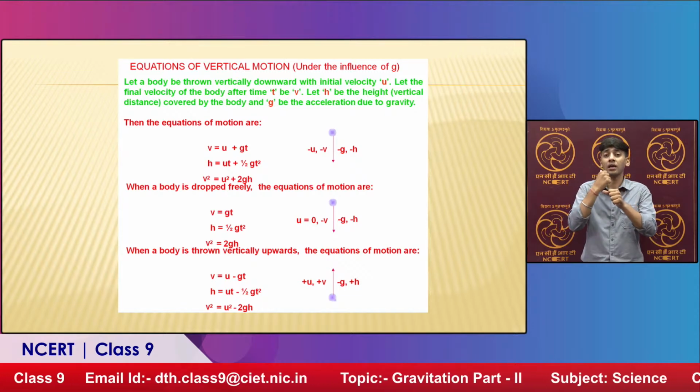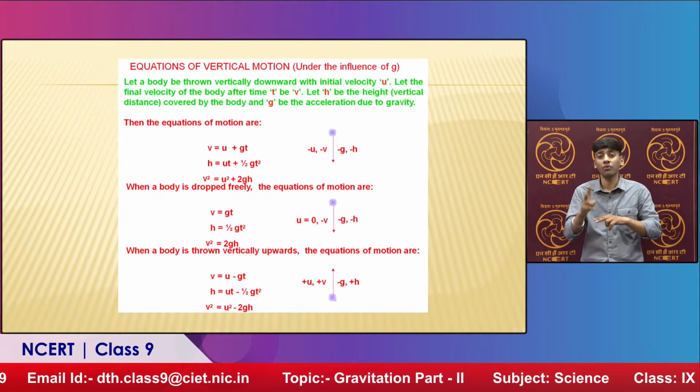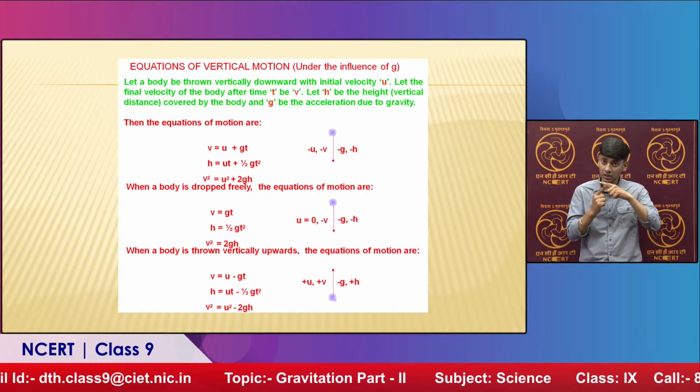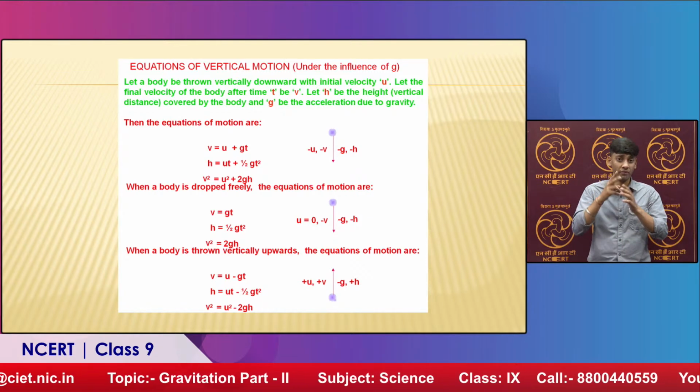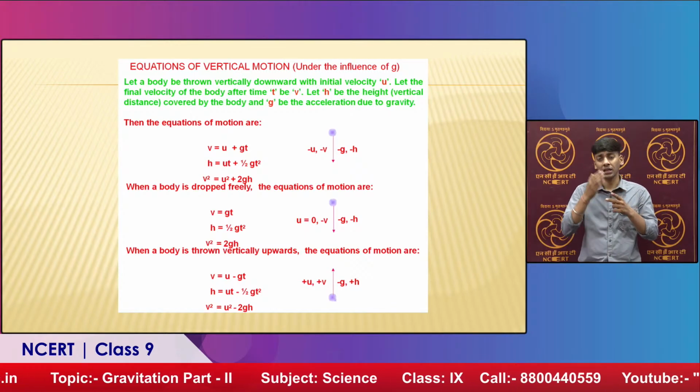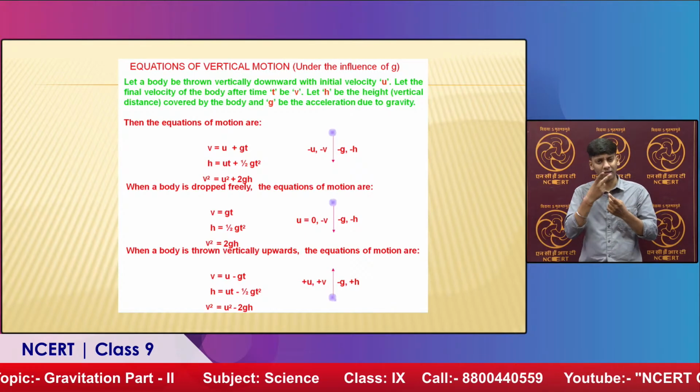So the equations of motion can be v = u + gt, h = ut + ½gt², and v² = u² + 2gh. These are known as the equations for free fall. Okay, and ma'am, here I can see the negative signs also. Yes. So what's the importance of these negative and positive signs?